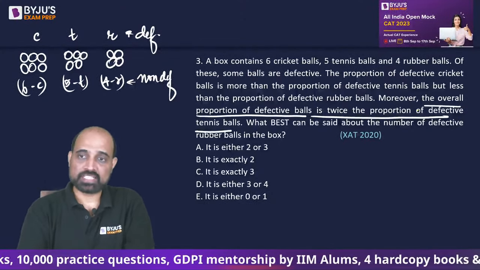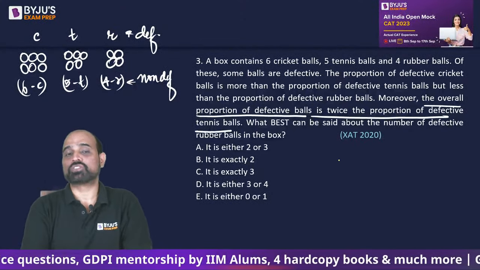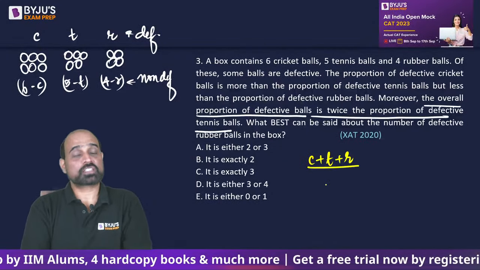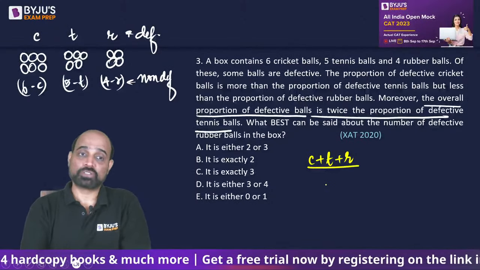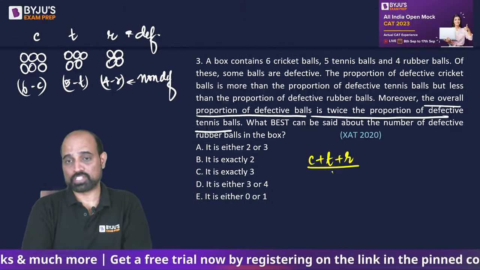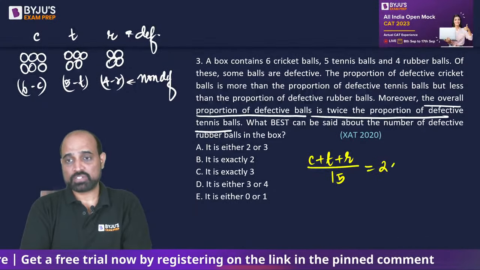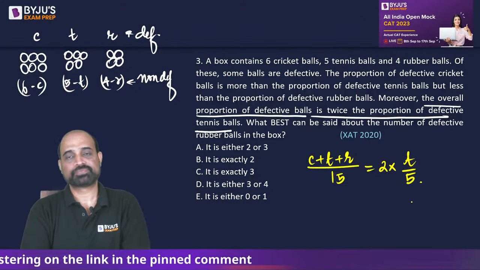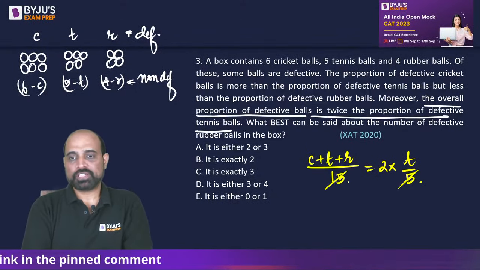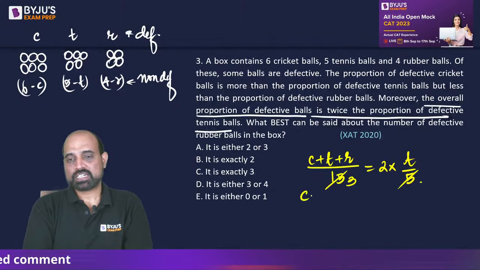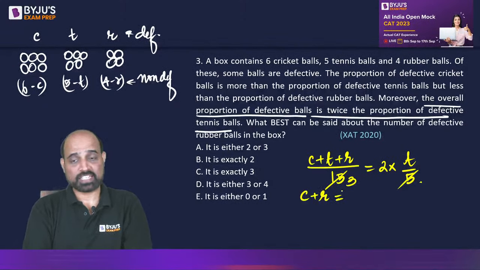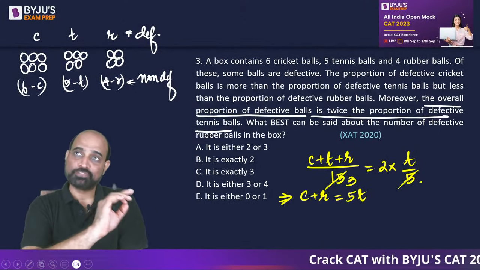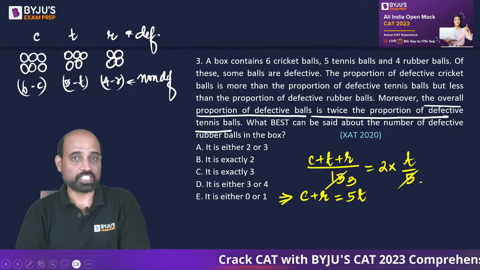Now, as per the question, it says the proportion of defective balls. So, how many defective balls do we have? C plus T plus R. This is a fraction. This is out of how many balls? So, this is 6 plus 5 plus 4, which is 15. It is given that this is 2 times the proportion of defective tennis balls. So, this is T upon 5. If we solve this, we will get C plus R is equal to 60 minus T, which will give us 5T. So this is the relationship between the number of defective cricket and rubber balls with the number of defective tennis balls.